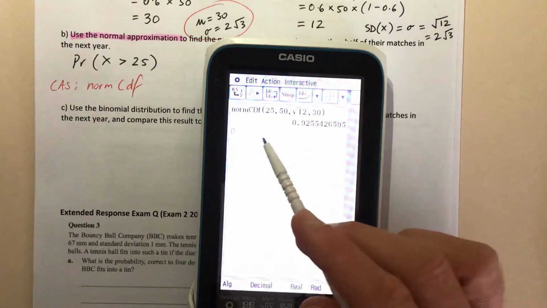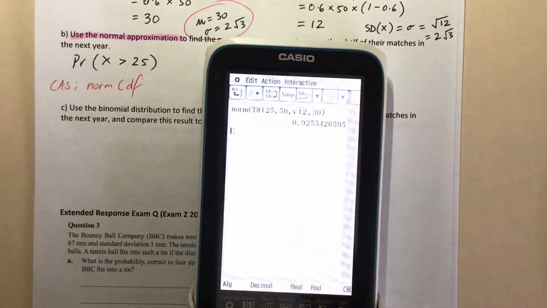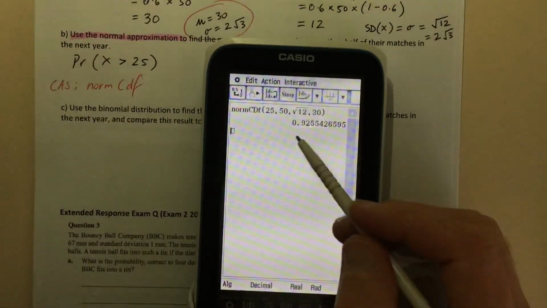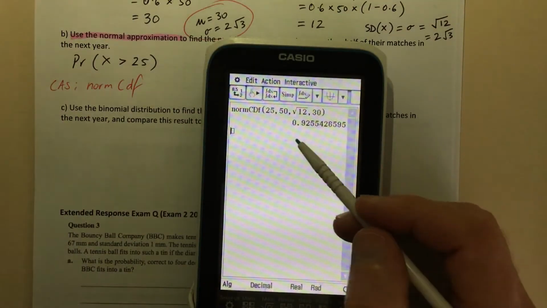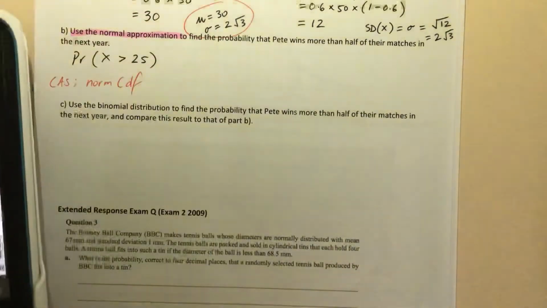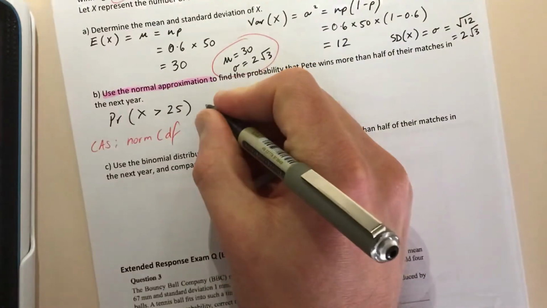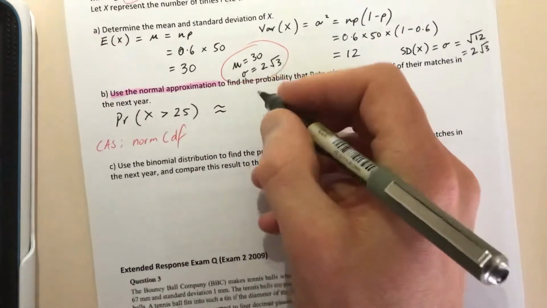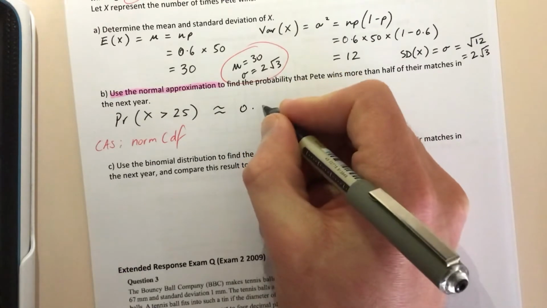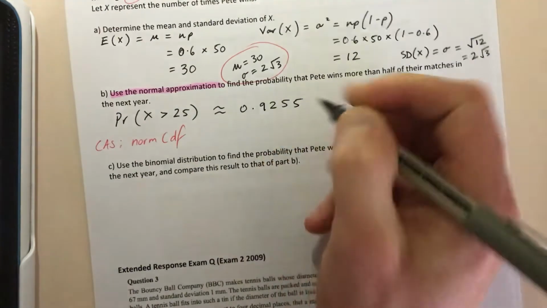And so this is saying the probability, if we use this normal approximation, the probability that Pete will win more than half his games is 0.9255. And so using this normal approximation, we get a probability of 0.9255. Let's go to 4 decimal places.